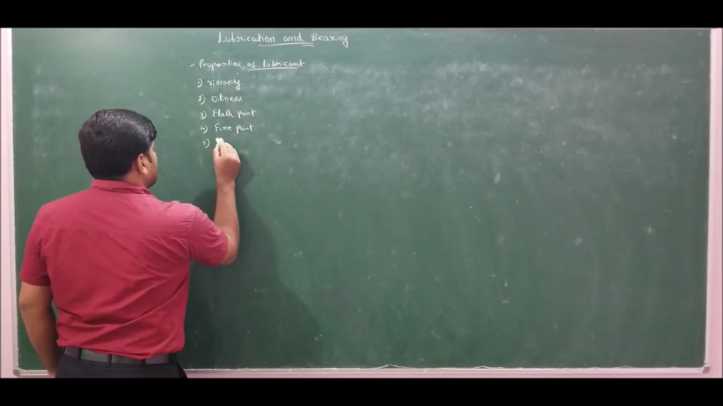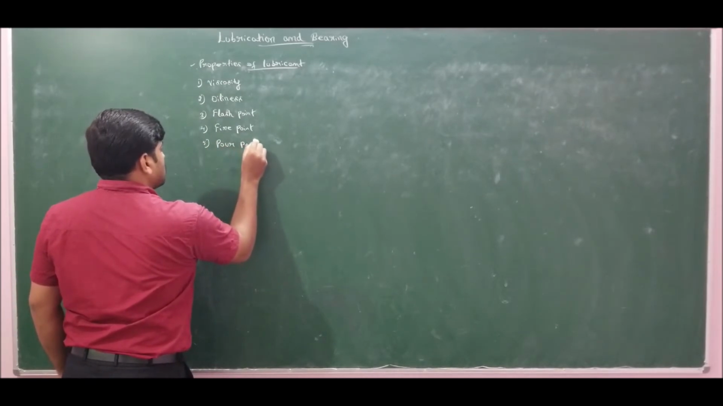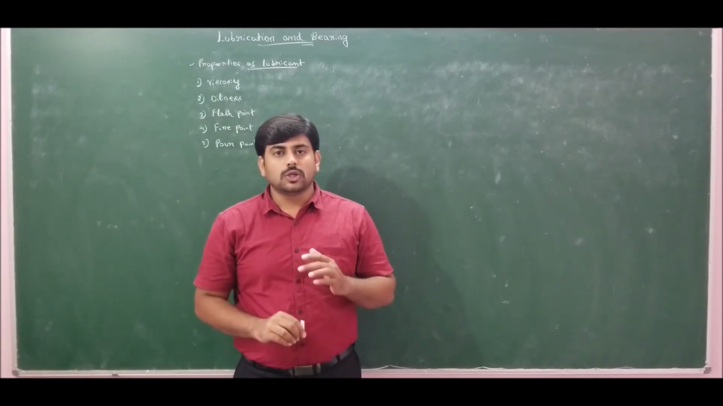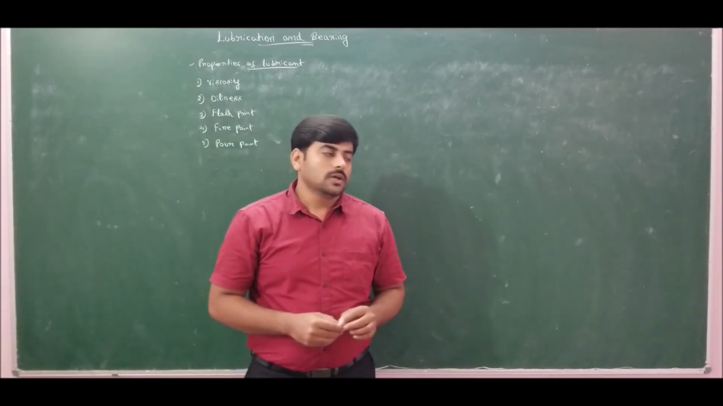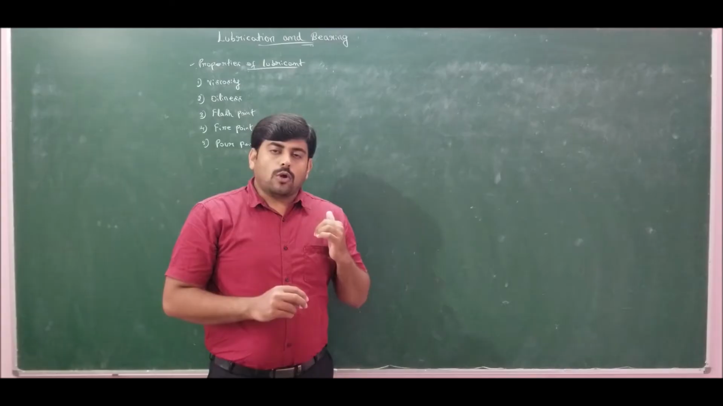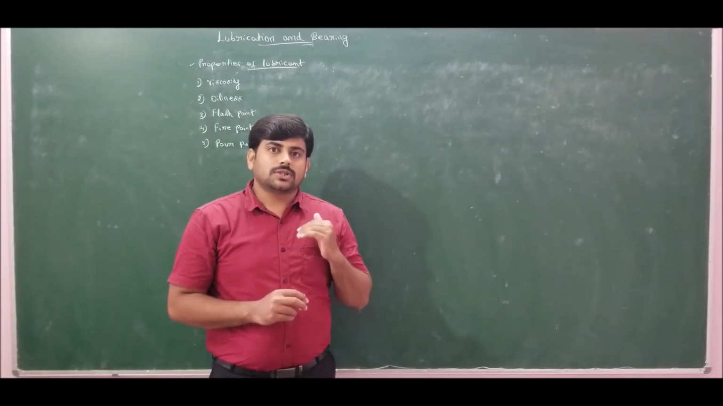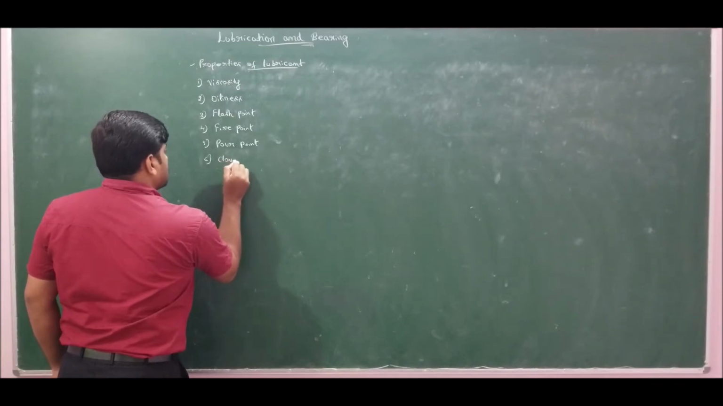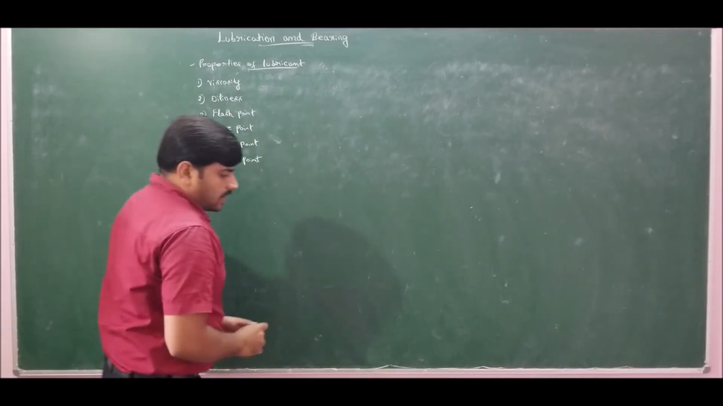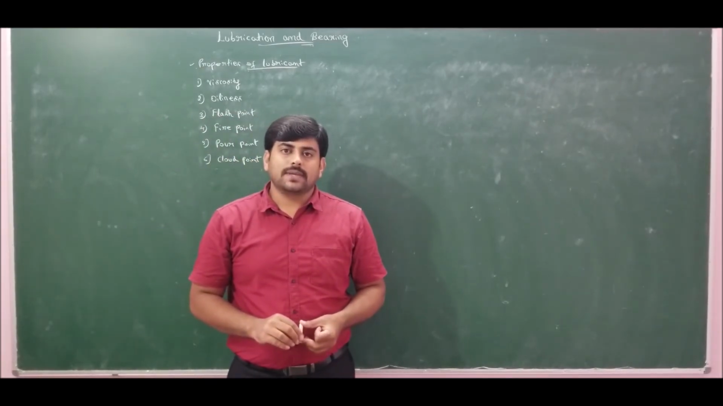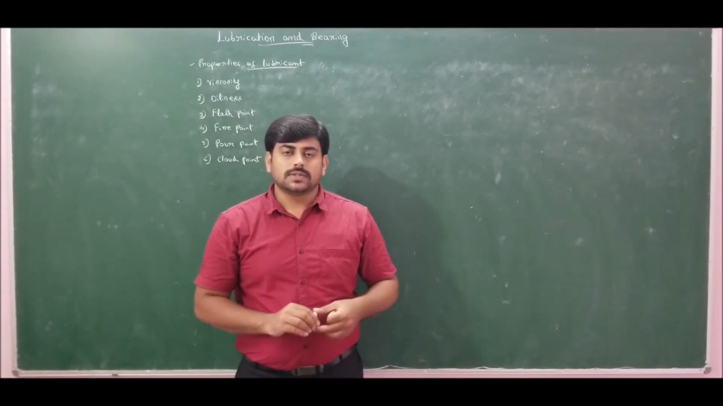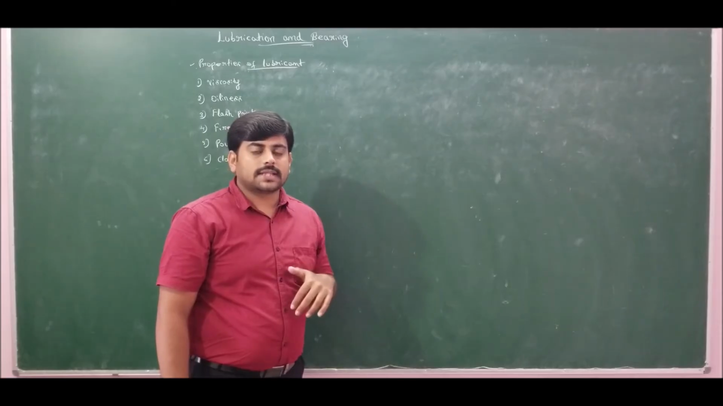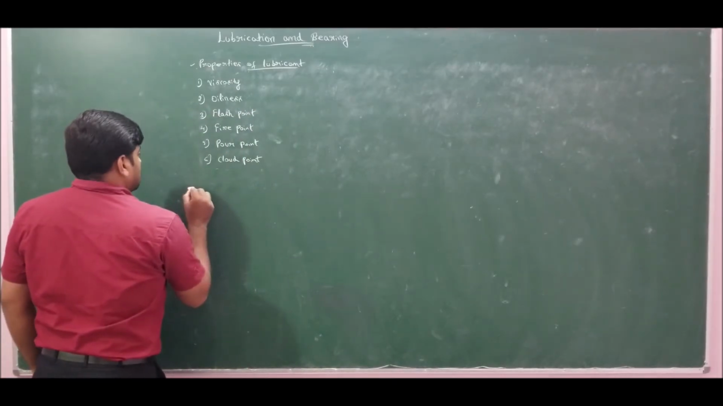Next is pour point. Pour point is the temperature at which oil ceases its flow, the temperature at which a lubricant ceases its flow when it is cooled. For a good lubricant, the pour point should be as low as possible because it should not cease its flow when it is cooled. Next is cloud point. Cloud point is the temperature at which oil appears cloudy in nature when it is cooled. So these are the important properties of lubricant and the desired conditions of these properties.